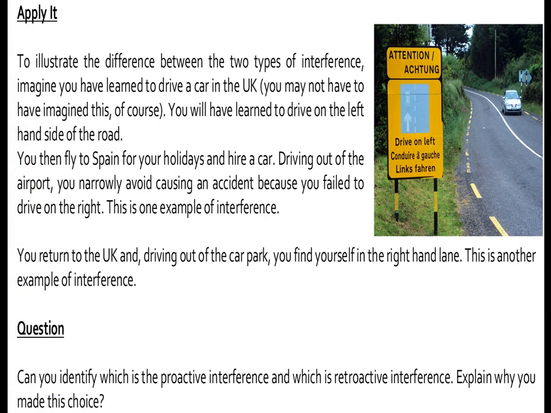Okay, so have a look at this. To illustrate the difference between the two types of interference, imagine you've learnt to drive a car in the UK. You may actually drive, so you may have done this, or you may not have experienced this at all. You've learnt to drive on the left-hand side of the road. Then you fly to Spain, and therefore you drive on the right. This is one example of interference. When you then return to the UK, driving out of the car park, you find yourself driving on the right. Another example of interference.